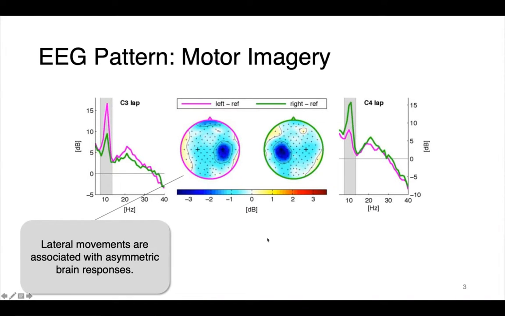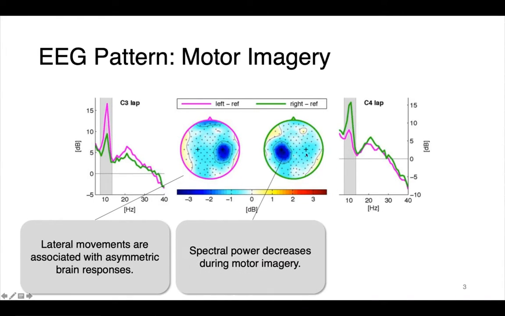Okay, so you can see if it's right hand imagery, you will see the opposite distribution from left hand, and you can see the C3 at the left hemisphere have a power decrease, and that's also shown in the power spectrum. It's mainly happening in the mu rhythm around 10 hertz.